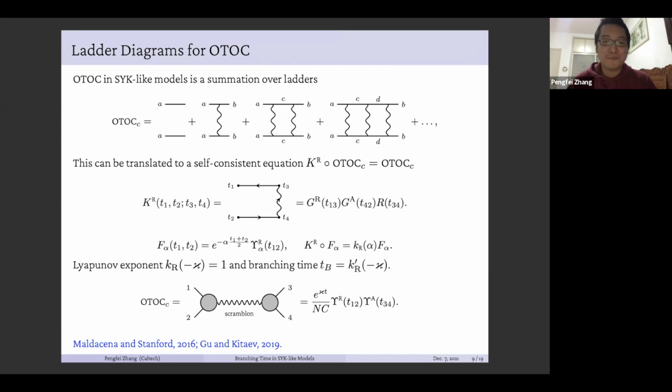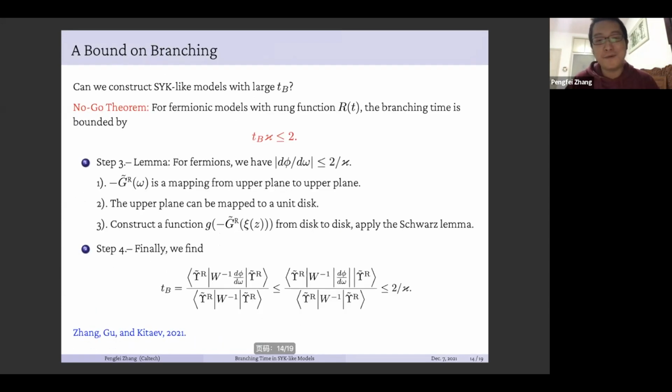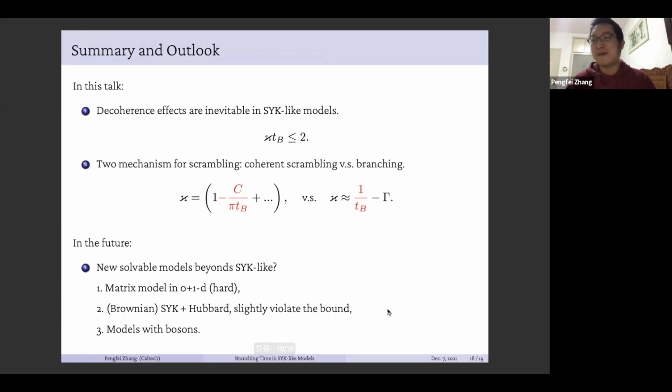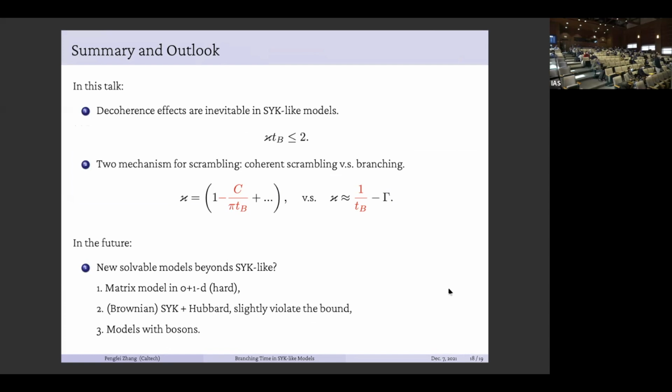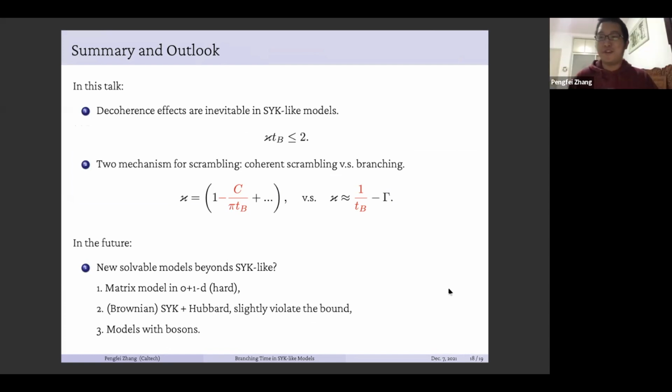That's also a very interesting question. Basically, here what we propose is just a simple example of breaking this SYK-like ladder diagram large N expansion. There will be many different ways of breaking this large N limit. It's also very interesting to ask what happens in those models.